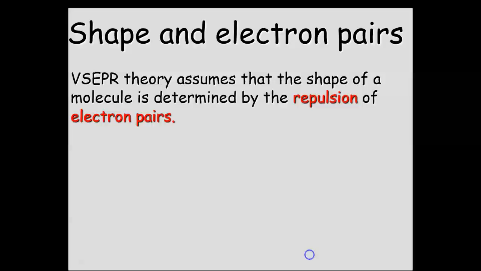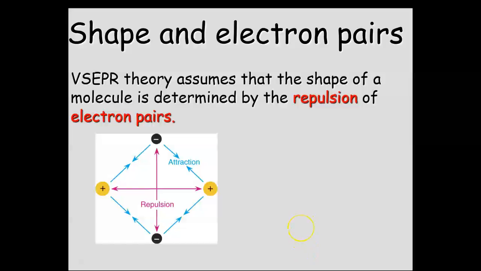pairs within the molecule. So as you can see, there's attraction between the nucleus and the electrons in both directions, and there's repulsion between the nuclei, but there's also repulsion between the electrons, and therefore the electron pairs in the octet or deficient octet or enhanced octet, they will repel each other.